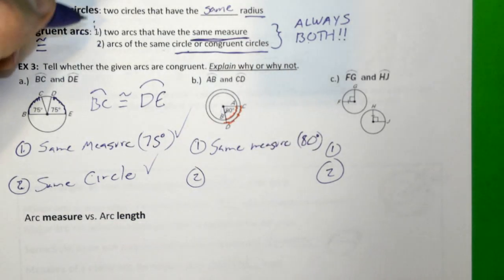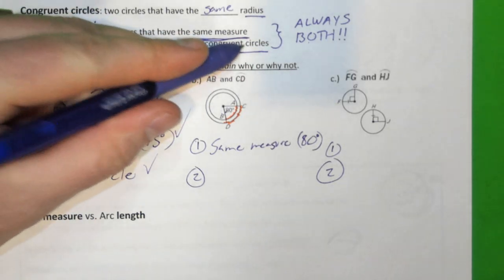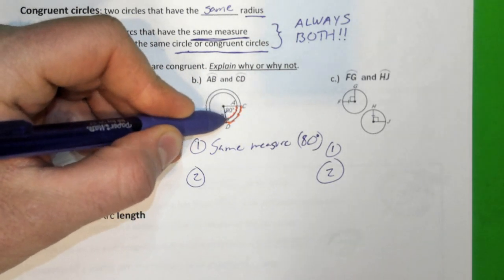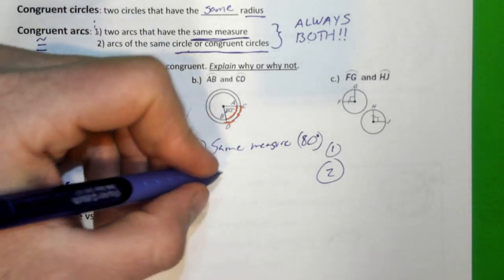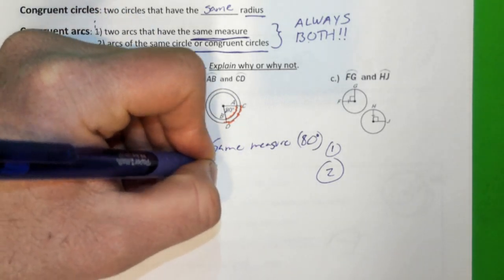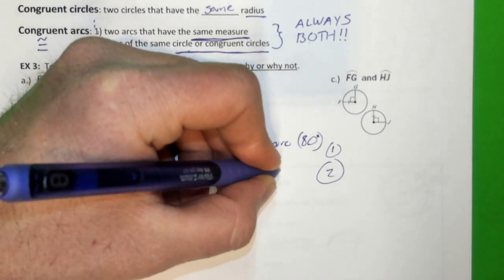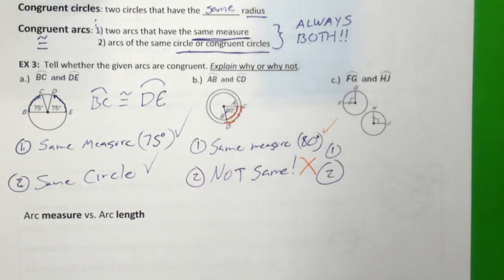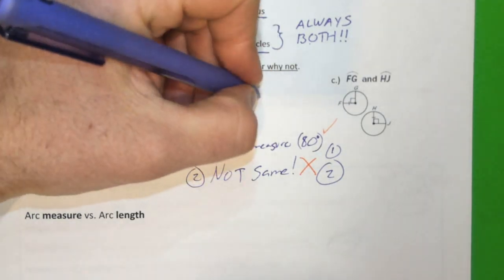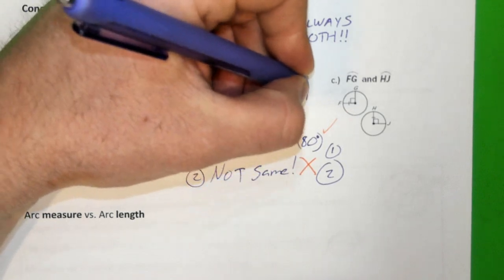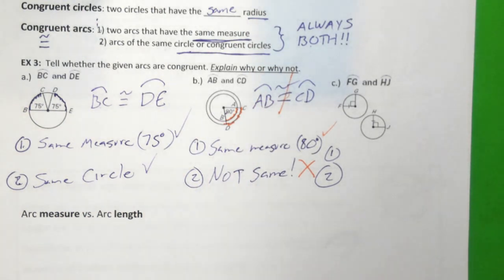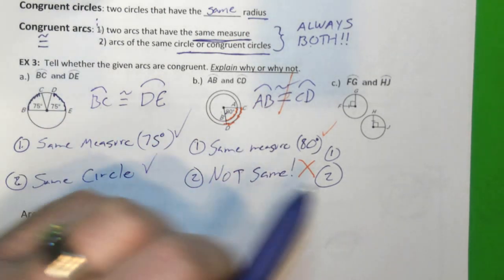Now here's where things start to go poorly. In step number 2, you need to make sure it's on the same circle or has the same radius, and that's not true. The arc that has AB on it is on a smaller circle, and the arc that has CD on it is on a bigger circle. So not the same circle, not the same radius. Because of that, the first step worked great, but the second step failed. As long as one step fails, it could be the first one or the second one, it means that they're not congruent. So I have to say that AB and CD are not congruent. I'm going to put a big cross through my congruency sign right here to let them know that these are not congruent.